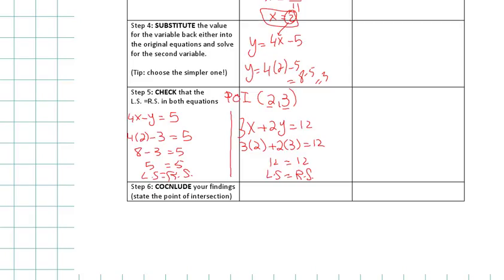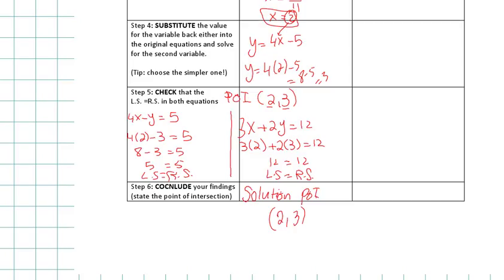So don't forget to conclude your findings. To conclude, the solution or the POI is what? 2, 3. Okay? Checking the left and right side is similar to something that we did before, except this time we don't have to do the graph, we have to do it through formula only. Yep. Okay?